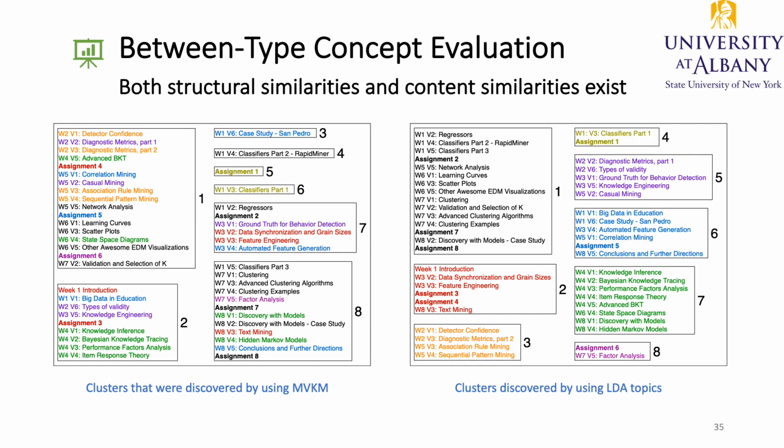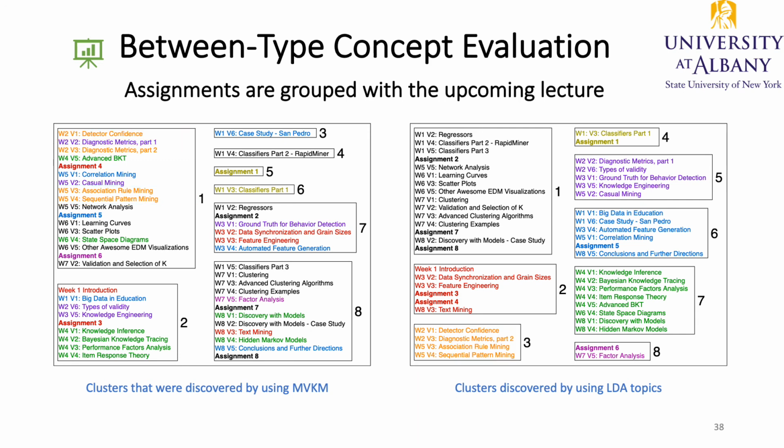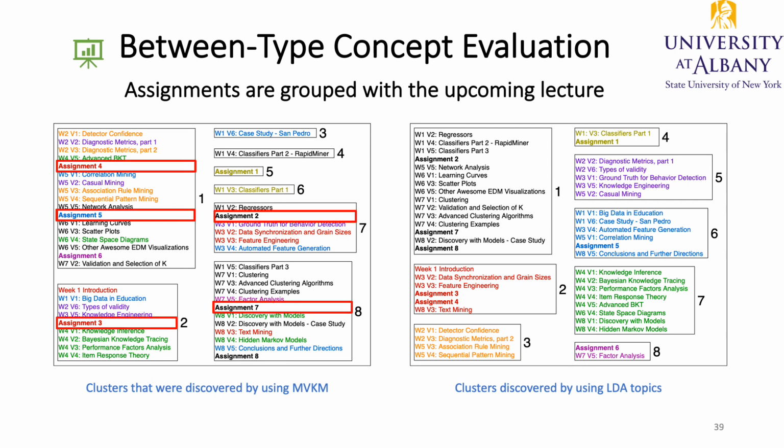Then, for between-type concept evaluation, both content and structure similarities are captured by MVKM as well. For example, video 1 and 3 of week 2 are clustered in group 1 in MVKM because the first 3 videos of week 2 are all in this group. It is also because there are 2 videos from week 5 that have similar contents as them. Additionally, we found that assignments are usually grouped with their upcoming lecture. For example, assignment 4 and the first video of week 5 are grouped in the first cluster.